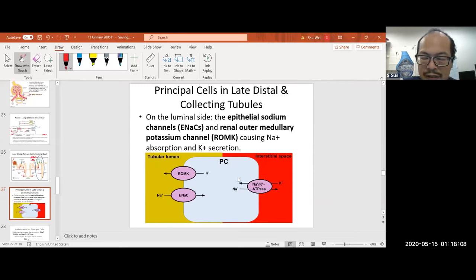So typically, this region will cause the secretion of the potassium and reabsorb the sodium. Potassium will come in here and secrete out, and pee out. Sodium will go into the body and pump back to our body. So that basically is kind of like a cycle here.